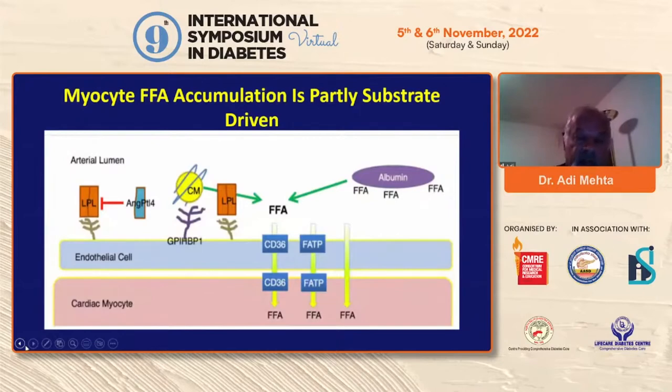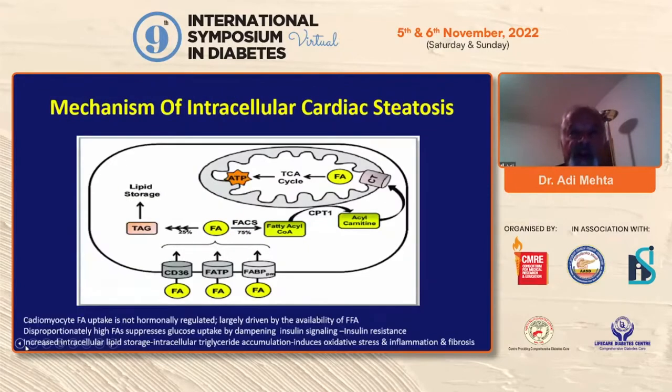It's important to understand that the myocyte will pick up fat on a substrate basis. The more substrate, the more free fatty acids there are, the more free fatty acids it will pick up. When it picks up free fatty acids, it has two outlets. One, it oxidizes the free fatty acids to use for energy. The heart uses free fatty acids as a major fuel source. But it also tends to cause a certain amount of storage. So it's about a 25 to 75% split.